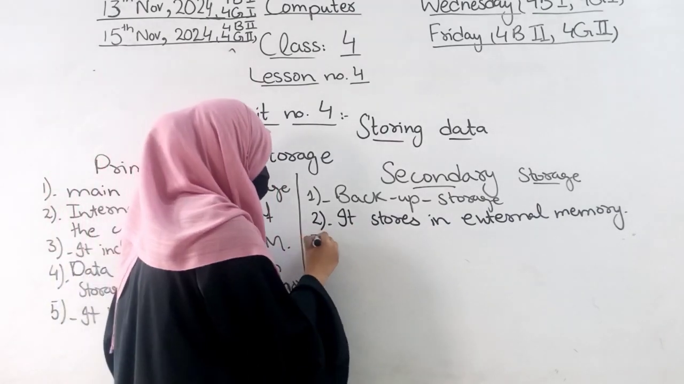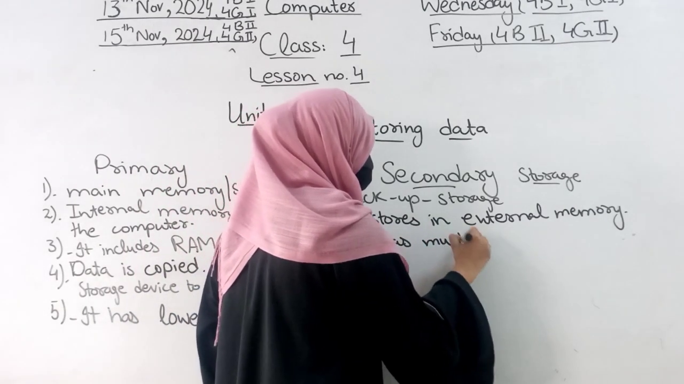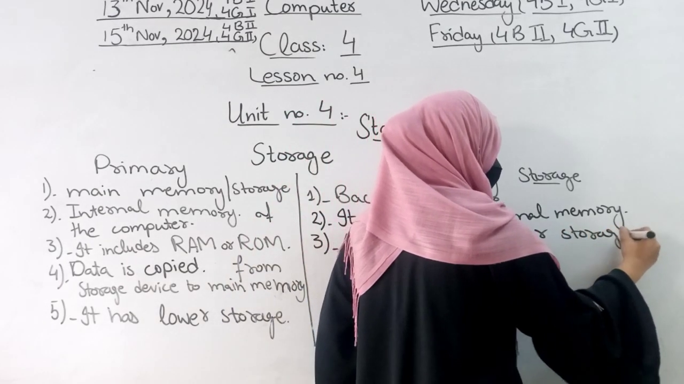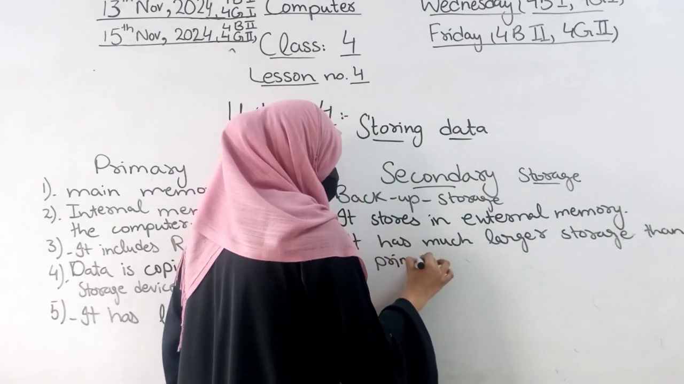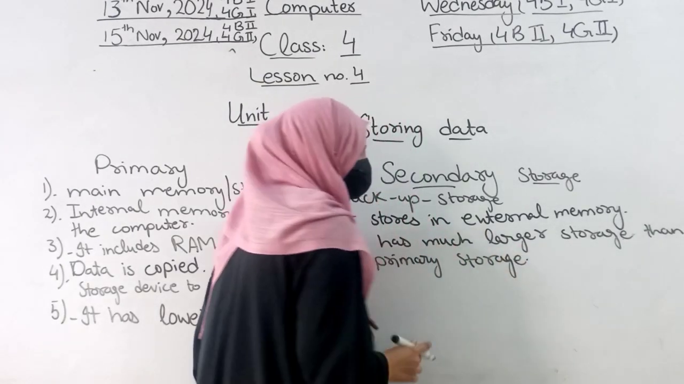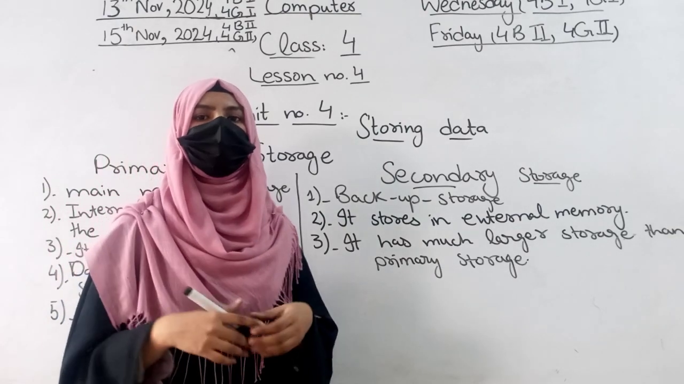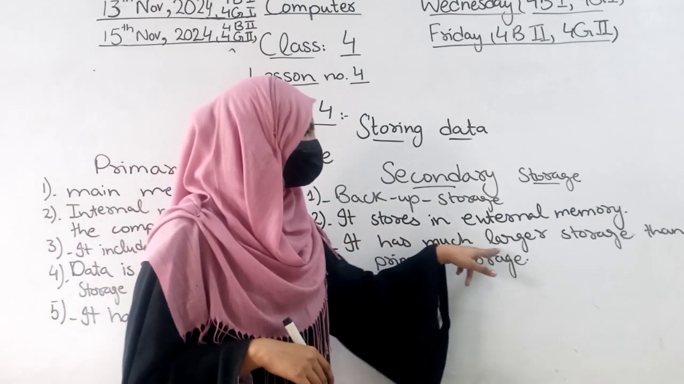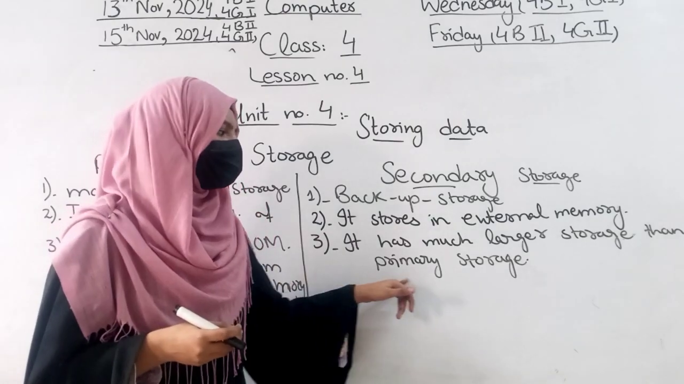Next, the third point is, it has much larger storage than primary storage. So I told you that our primary storage has a specific limit, and after that limit is exceeded, you cannot store any more data. So I am telling you that secondary storage has much larger storage. You can store more data than the primary storage.